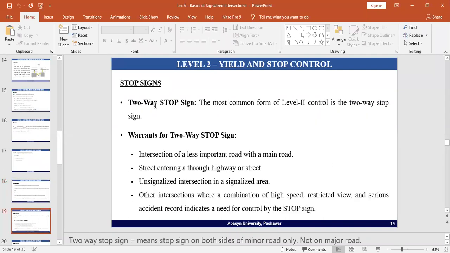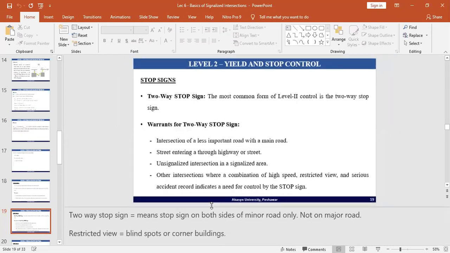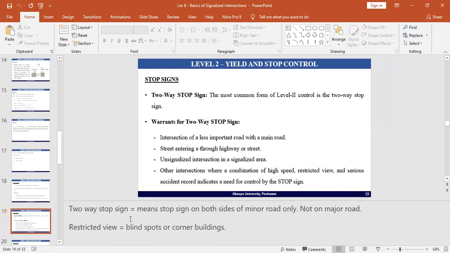Stop signs. Two-way stop sign. The most common form of level 2 control is the two-way stop sign. Two-way stop sign means stop signs on both sides of the minor road only, not on the major road. So, in two-way stop signs, you have to install it on both sides of the minor road. You do not have to install it on the major road because we do not want the major road traffic to be affected or influenced by the traffic of the minor road.